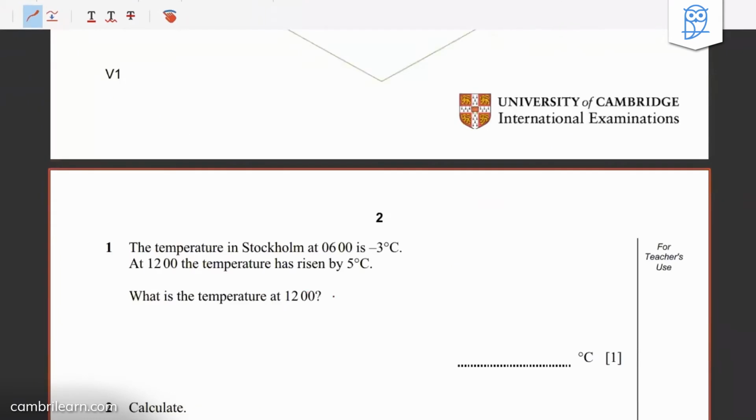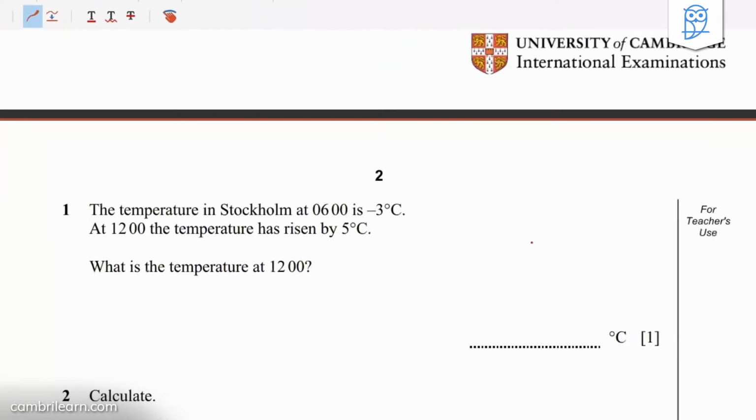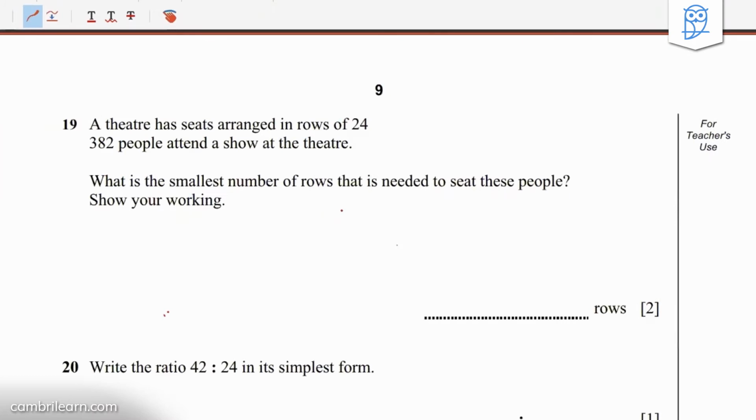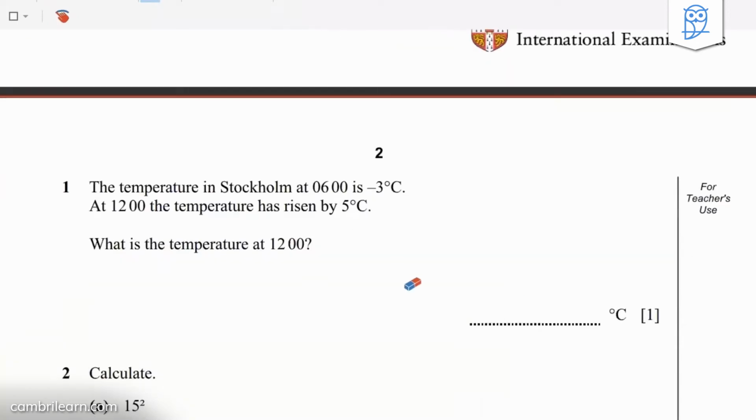So we're going to start this paper. Let's start with the first question. The temperature in Stockholm at 6 o'clock is minus 3 degrees Celsius. At 12 o'clock, the temperature has risen by 5 degrees. That means we have to add 5 degrees to negative 3 degrees to get the correct temperature. Let me just quickly go back there. Right, so let's quickly do that.